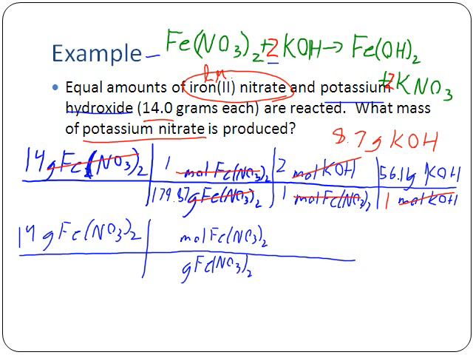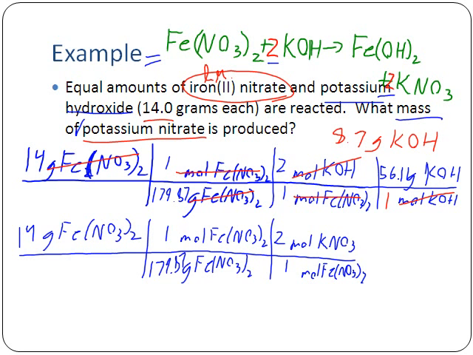Here we actually already figured out this step. We figured out it was 179.87. One of the nice things about this system is that you sometimes figure out some of the steps already. But this time, instead of going from moles of iron 2 nitrate to potassium hydroxide, we're looking for potassium nitrate. So we're going to go to moles of potassium nitrate, KNO3. We look for it up here. KNO3 has a coefficient of 2, so the mole ratio will be 2 to 1 again. And so that gets us here.